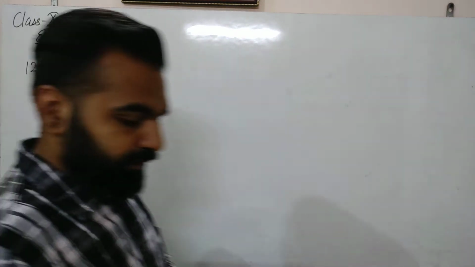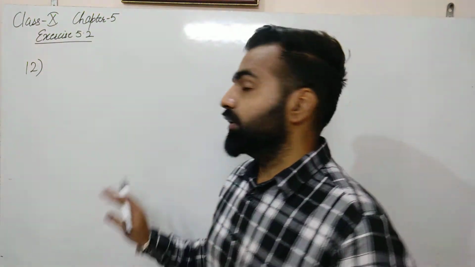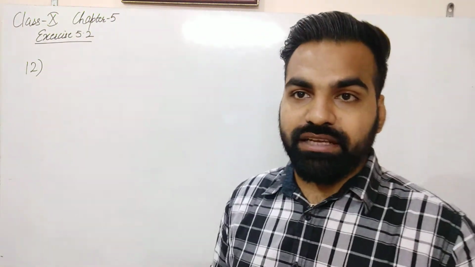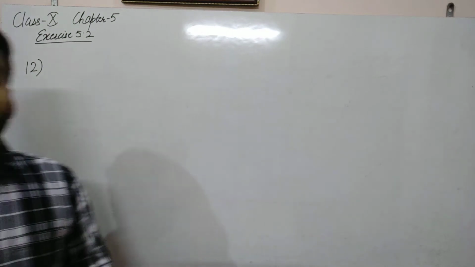Now see question number 12 here. Two APs have same common difference. Two APs are given with the same common difference. The difference between their 100 terms is 100. What is the difference between their 1000th terms? So difference between the 100th term is given, that is 100. So we have to tell the difference between the 1000th term.